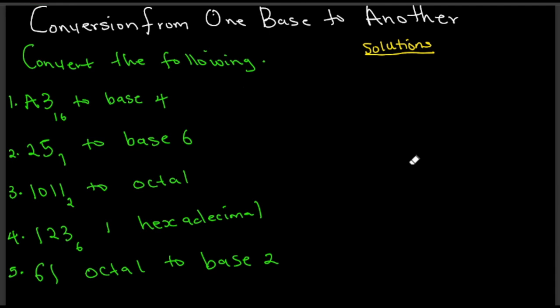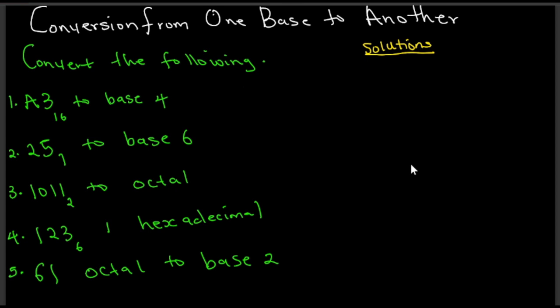So for number 1, we have A3 base 16 to base 4. So another question is, why is there an A? We're supposed to convert numbers, so why is there a letter there? This is the reason. In the number base system, A3 is hexadecimal. Hexadecimal is base 16.